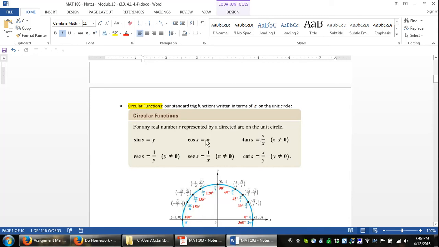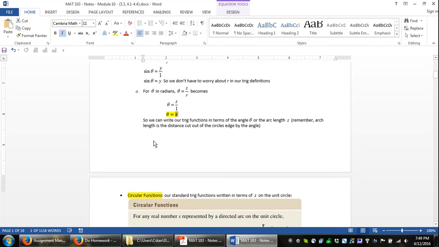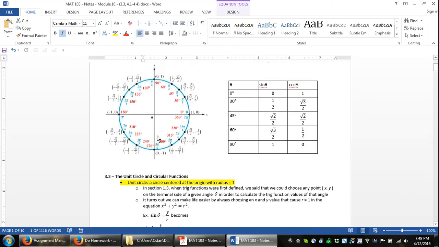Okay, so let's look at just sine for now. Sine is equal to y. Now I'm going to go back up to my table because I've got sine and I've got our values for sine at our standard angles, 0, 30, 45, 60, and 90. Okay, so here are the sine values that we know. 0, 1/2, square root of 2 over 2, square root of 3 over 2, and then 1.